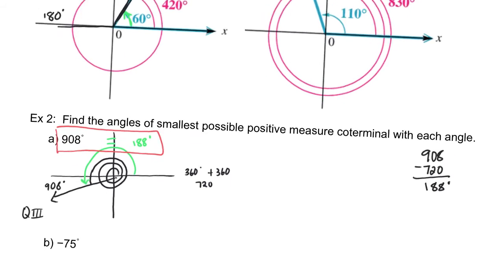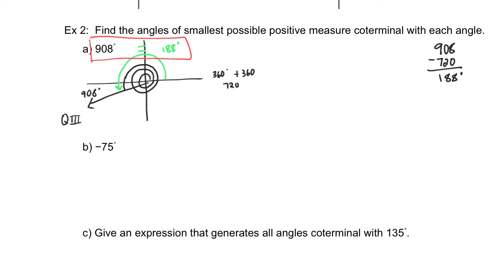Okay, we'll try another one, negative 75 degrees. All right, so negative 75, it's negative, so I need to be going in the clockwise direction. A quarter of a turn is 90 degrees, so there's negative 90, so 75 I wouldn't have quite gotten there. So I'm just going to kind of approximate that. That is negative 75 degrees.